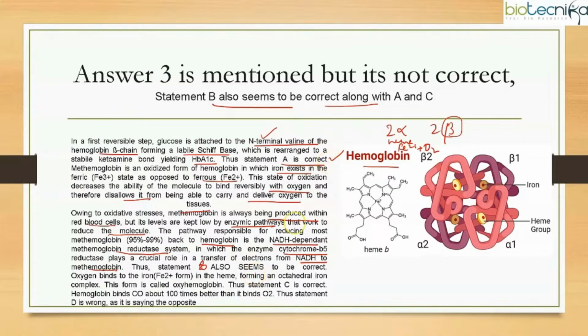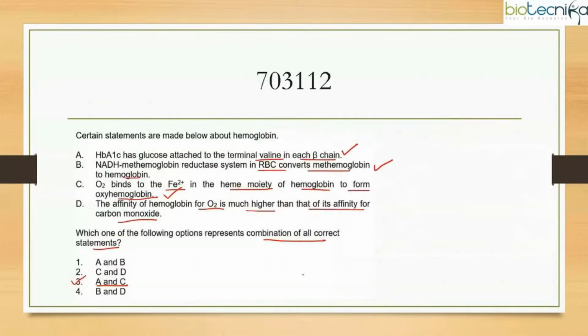So we saw A is correct, B is also correct. C: oxygen binds to iron in the heme, forming an octahedral iron complex. That we know, so it forms oxyhemoglobin. Again, statement C is correct. So A, B, C, we saw, are correct.